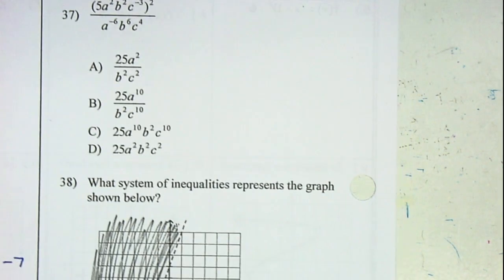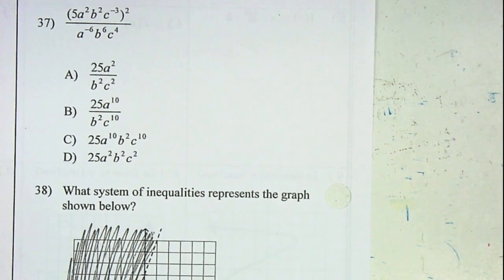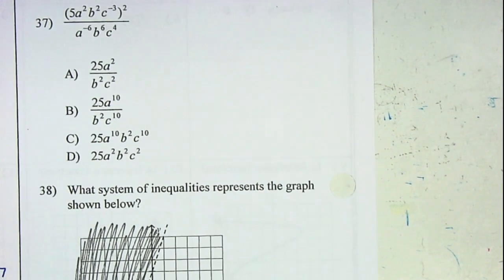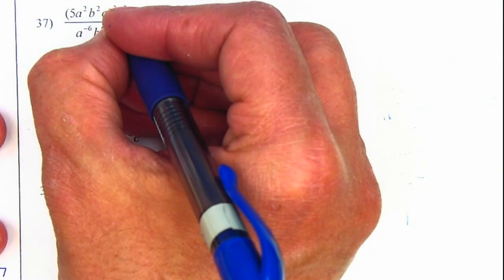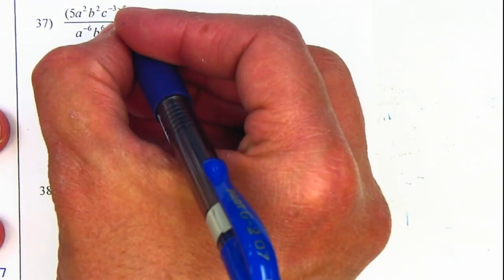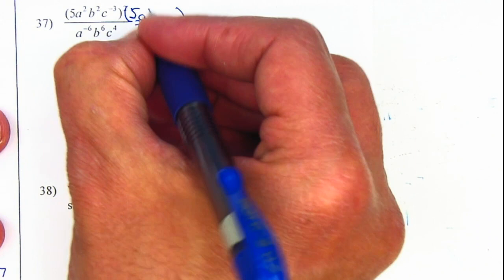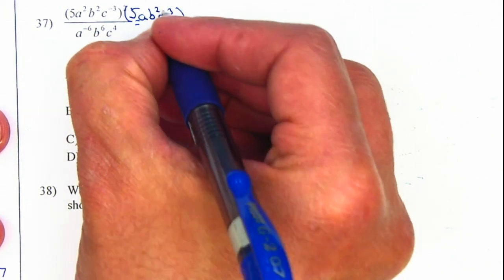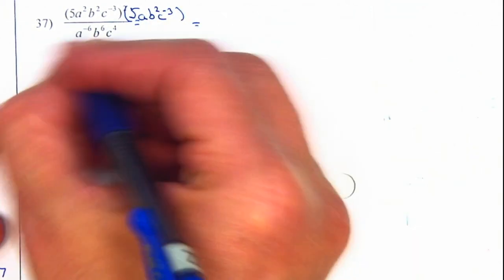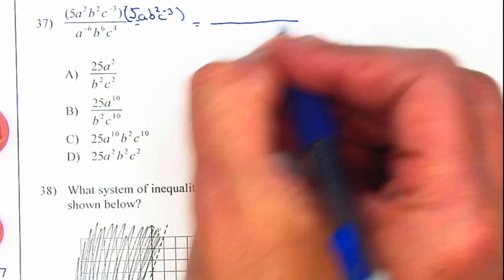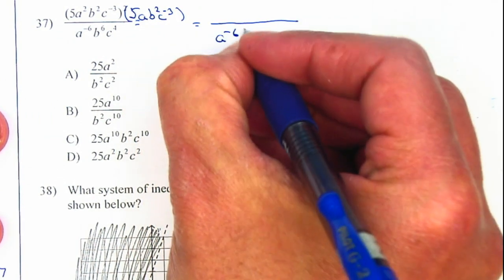Problem number 37. We have exponents. Remember, a square, so we want to be able to rewrite it twice. I'm just going to use it so I don't have to rewrite so many times. Now, I'm going to simplify the numerator first. The denominator will stay exactly the same.